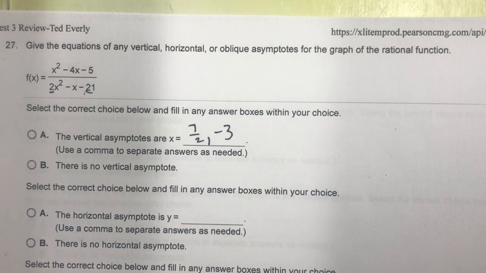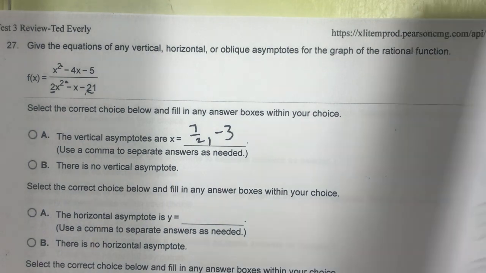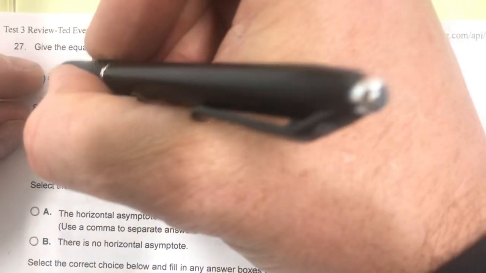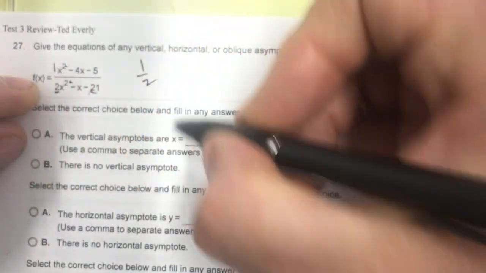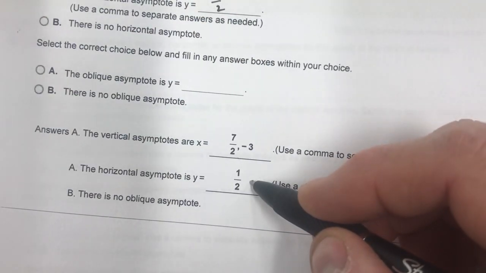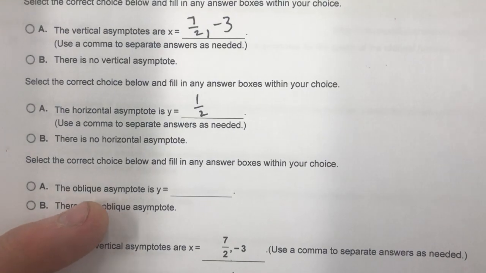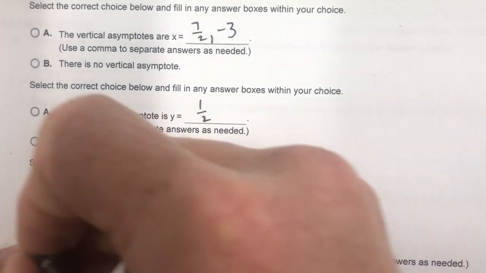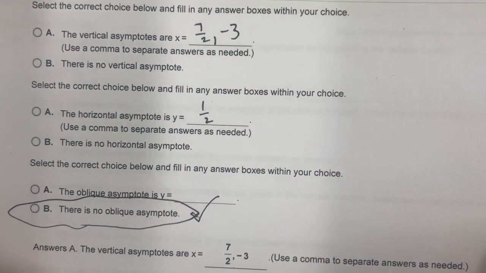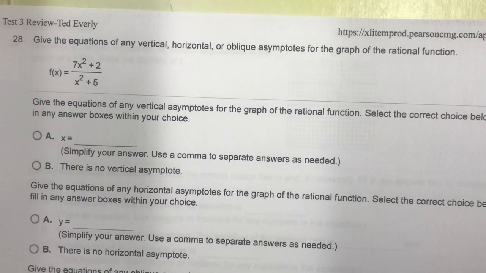So in this one, the degree on the top is 2 and the degree on the bottom is 2, so they're the same. They're equal, so you divide the lead terms. The lead term here is 1 over 2, so 1/2, which is what we got there. The oblique asymptote, well, since we have a horizontal, there is no oblique. You can't have a horizontal and an oblique. You only have an oblique if you have no horizontal. There you go. Now here's another one.